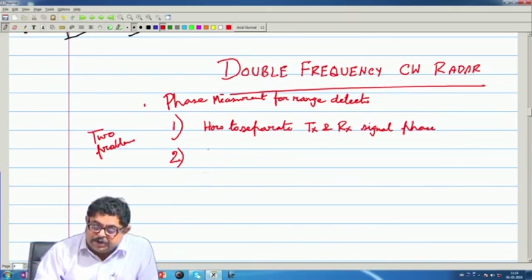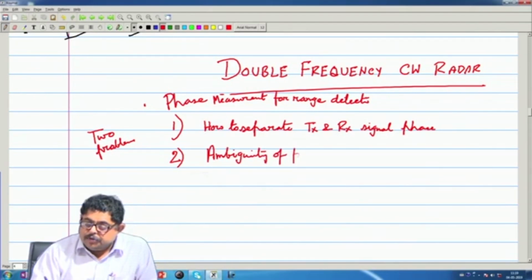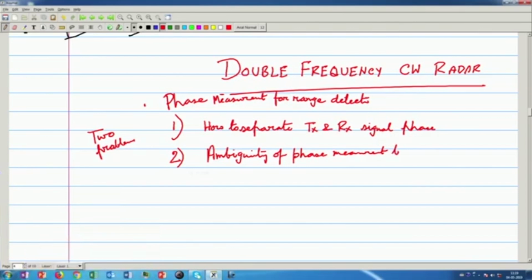So, I will say that ambiguity of phase measurement beyond 2 pi.